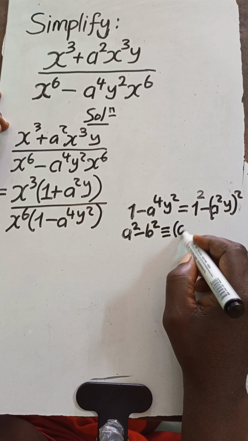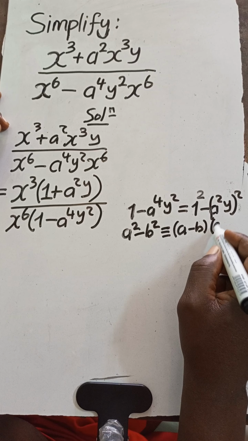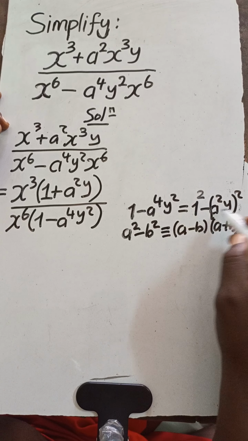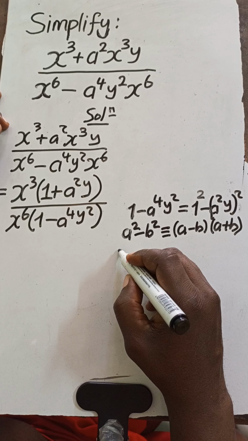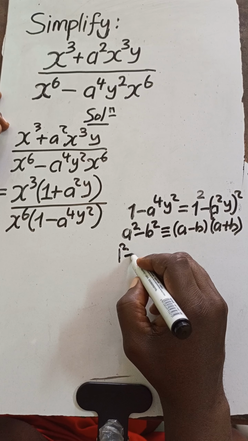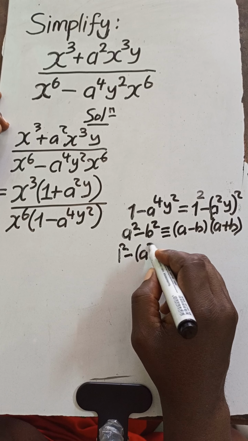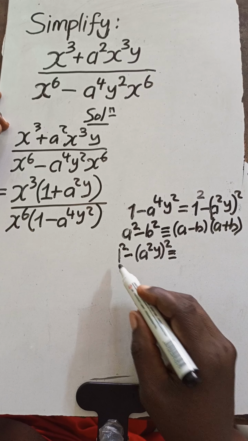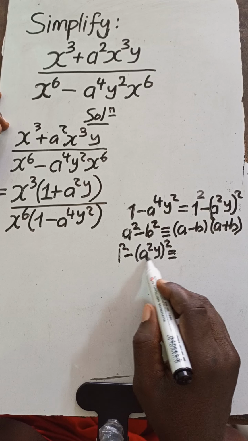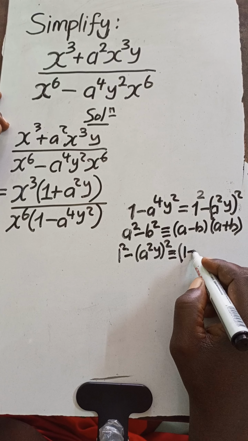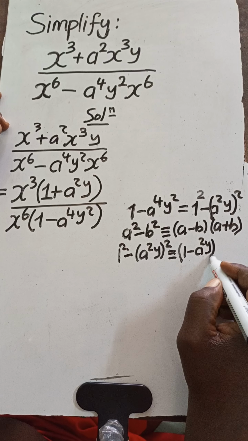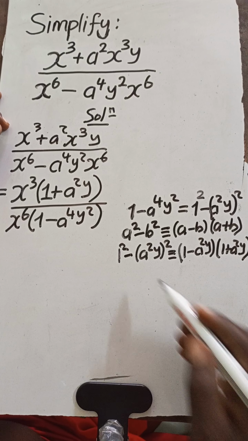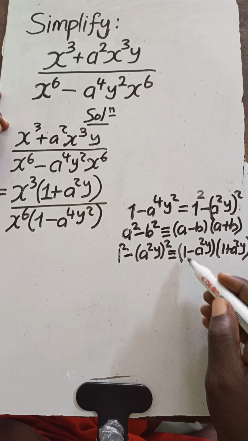The identity says this, for the difference of two squares. So let's transform this using that identity. Hence, 1 squared minus (a squared y), all of that squared. If we follow this identity, your a will be 1 and your b will be a squared y. So we're going to have (1 minus a squared y) into (1 plus a squared y). So this difference of squares is also transformed to this.